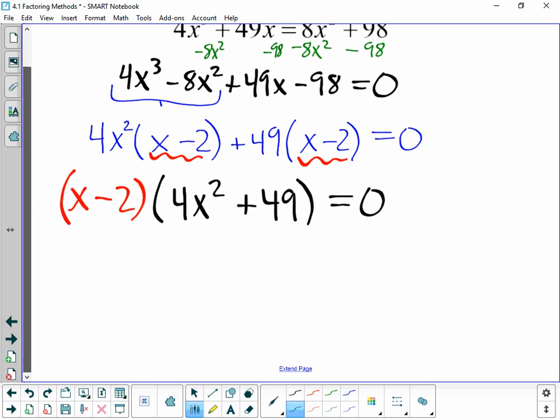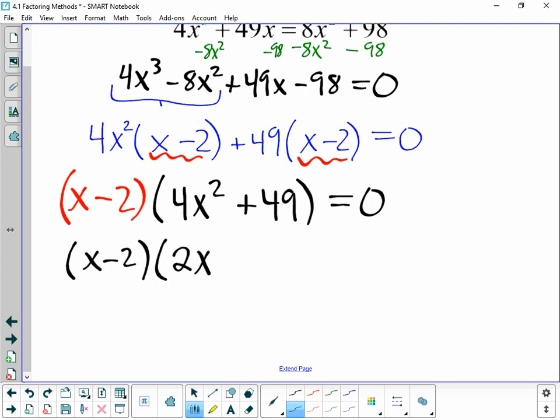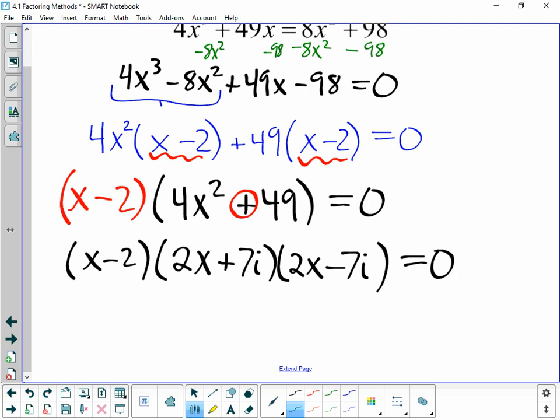Okay, so we're getting closer. Hopefully you notice that 4x squared plus 49 is a whole bunch of perfect squares. 4 is a perfect square. We have an x squared, we have a 49, which is a perfect square of 7. So we can factor this a little bit more. We still have that x minus 2. 4x squared plus 49. It's a sum of perfect squares. So this is going to be a 7i and a 7i.